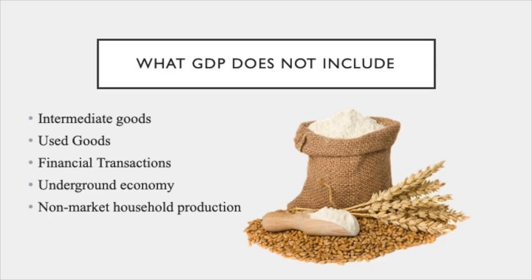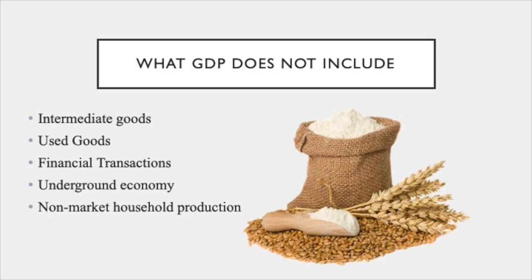Stocks and bonds don't count because they're financial claims, not production. Work done under the table, like babysitting for cash, usually goes uncounted. And if I cook dinner at home, GDP ignores that. But if I go to a restaurant, suddenly GDP rises. That tells you GDP measures market activity, not total value. So remember, GDP only counts new final goods and services.